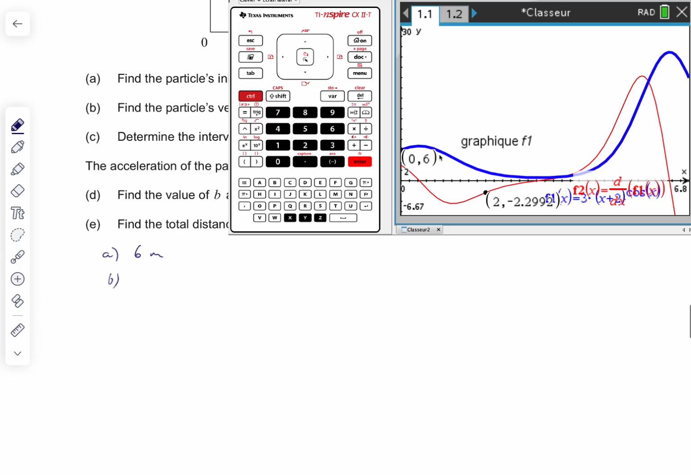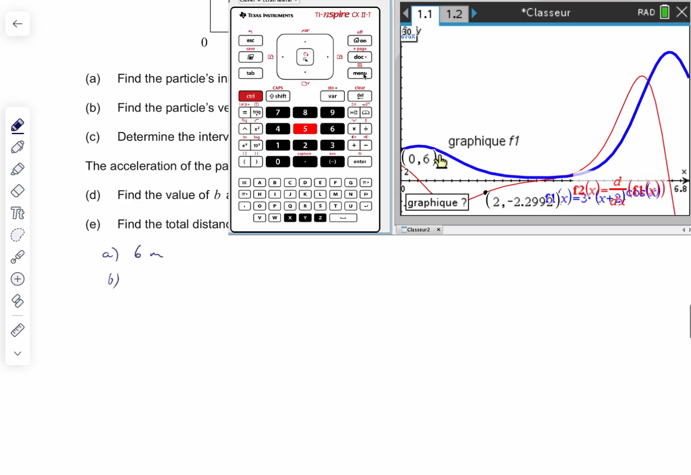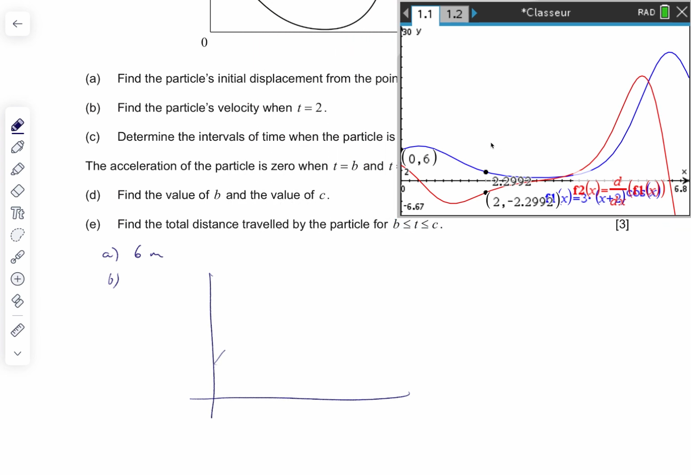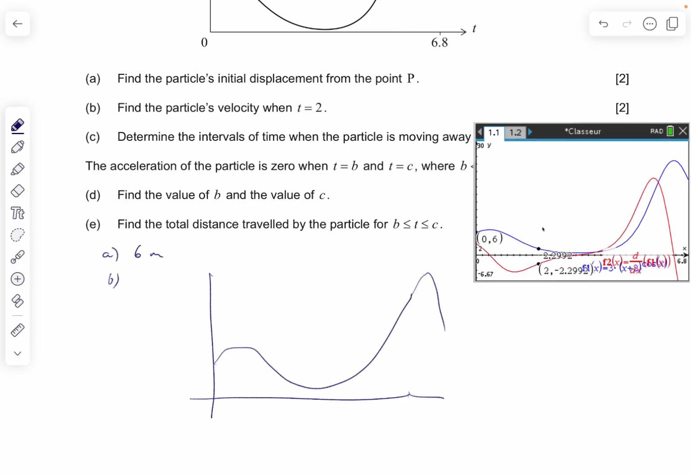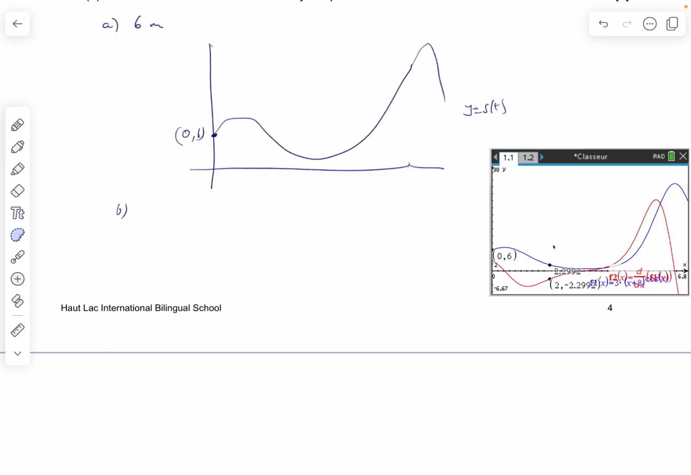I could also do menu, analyze, dy by dx, number 5. Click on this graph because the displacement and position is at 2. And it gives me exactly the same value. Because we're on a separate sheet, here this is y equals s of t, and this is 0, 6. Let's move my part B to below that, so that's in part A.